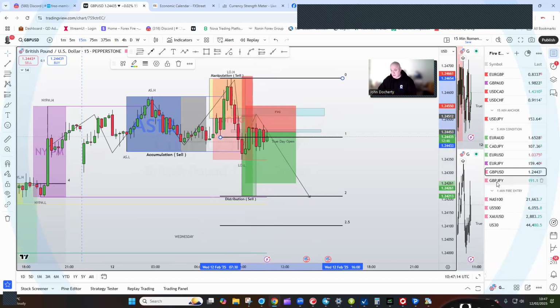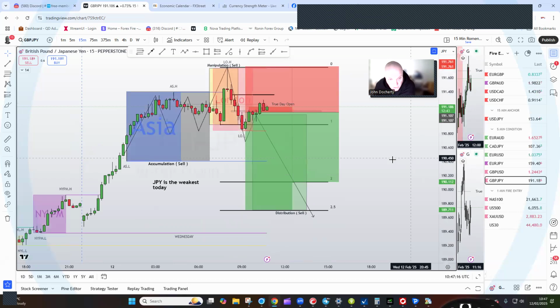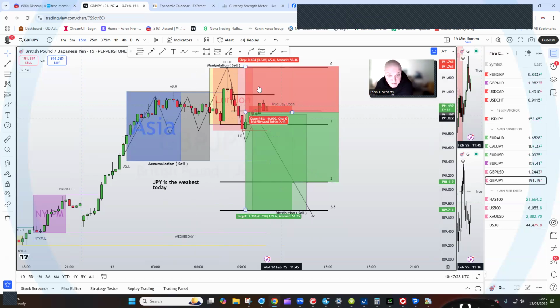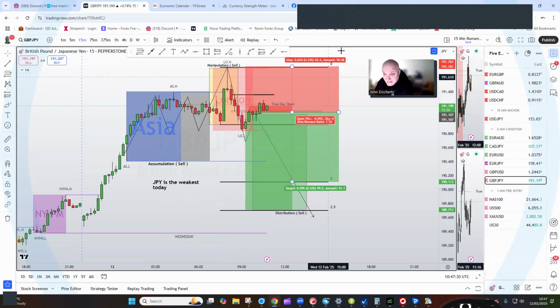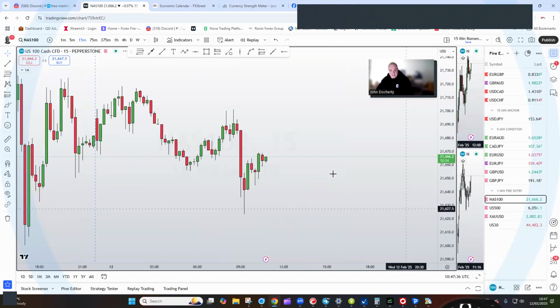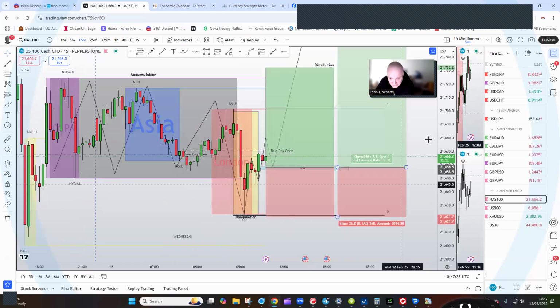Okay, GBP JPY, where we are at the moment, we do have an entry. FVGs being tapped after a market structure shift, after accumulation, manipulation, distribution side. Again, remember, JPY is the weakest today, so we do anticipate this to possibly take us out as well.